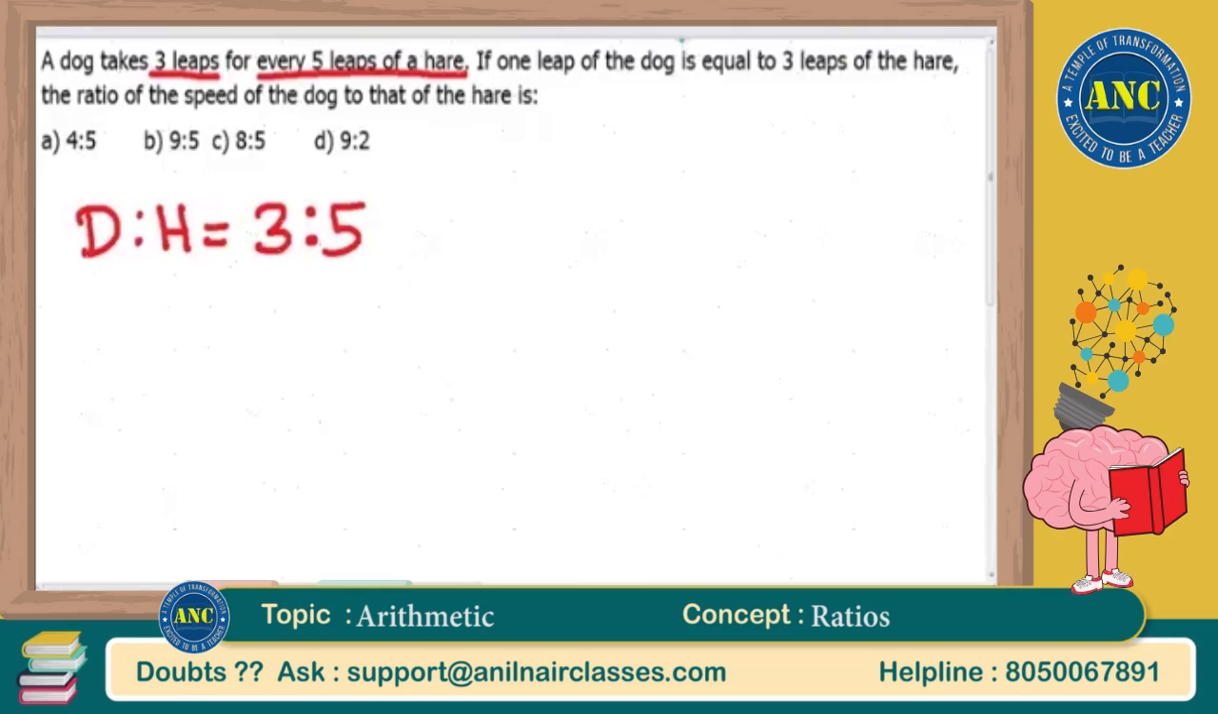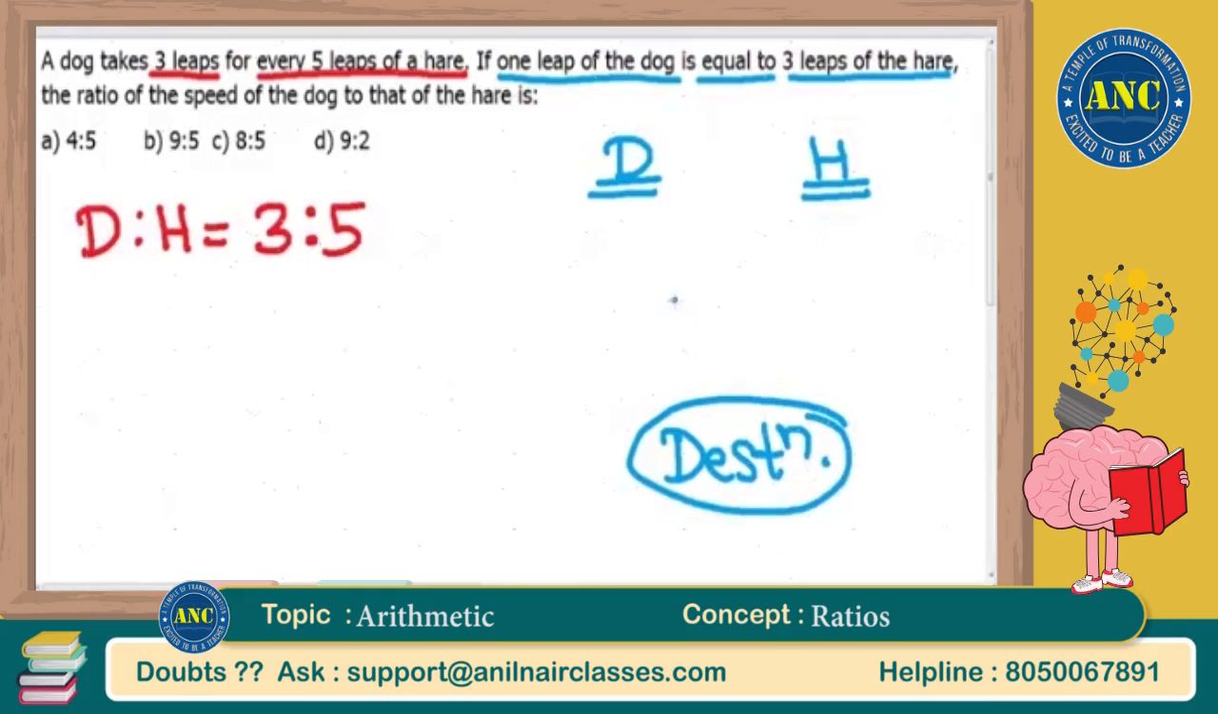Now read the next statement. It says, if one leap of a dog is equal to 3 leaps of a hare. Suppose, for example, this is the destination, right? The dog is only taking 1 step to reach this destination, whereas the hare is taking 3 steps to reach the destination. That means the dog is only taking 1 step, directly reaching its destination within 1 step. The hare is taking 3 steps to reach the same destination.